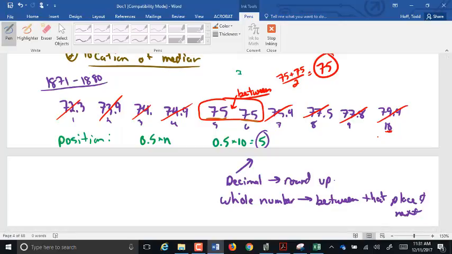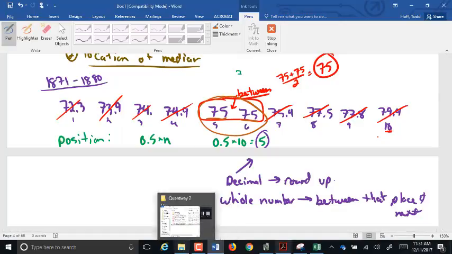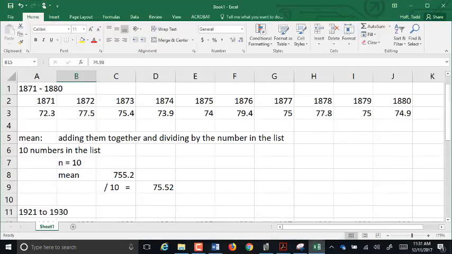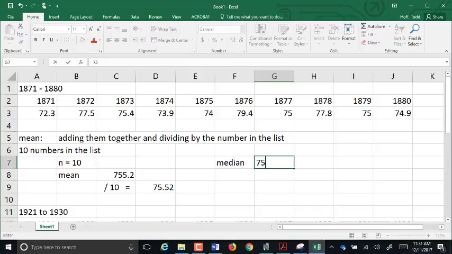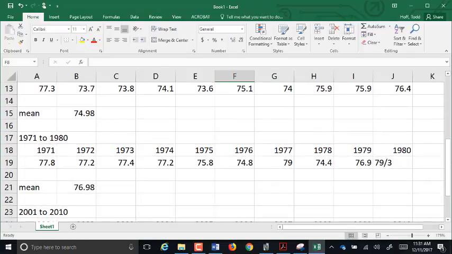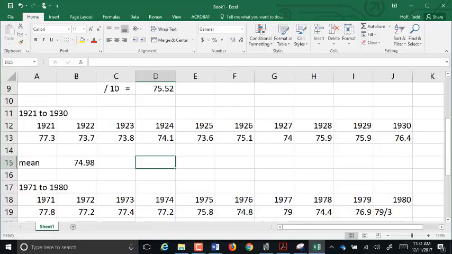So since all of these sets have 10, the median is going to be between the 5th and 6th spot in each list. So we've got a median here of 75 for the 1871 to 1880. I want you to quickly find the median for the 1920s, 1921 to 1930. See what you come up with.